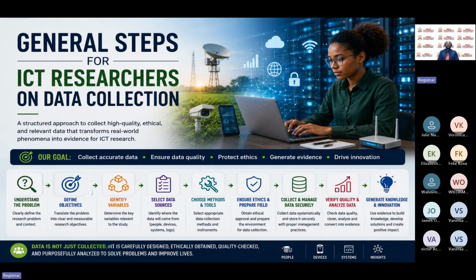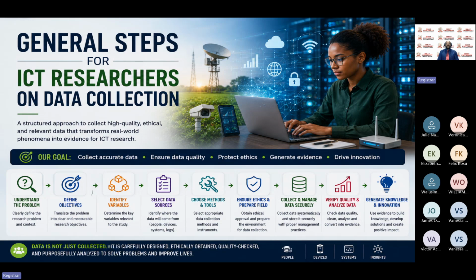So our goal for today's session is how to collect accurate data, ensure data quality, protect ethics, and generate evidences that lead to innovation. Research is an innovation. Why is it called innovation? Because research bridges the knowledge gap or research steps up with new knowledge.